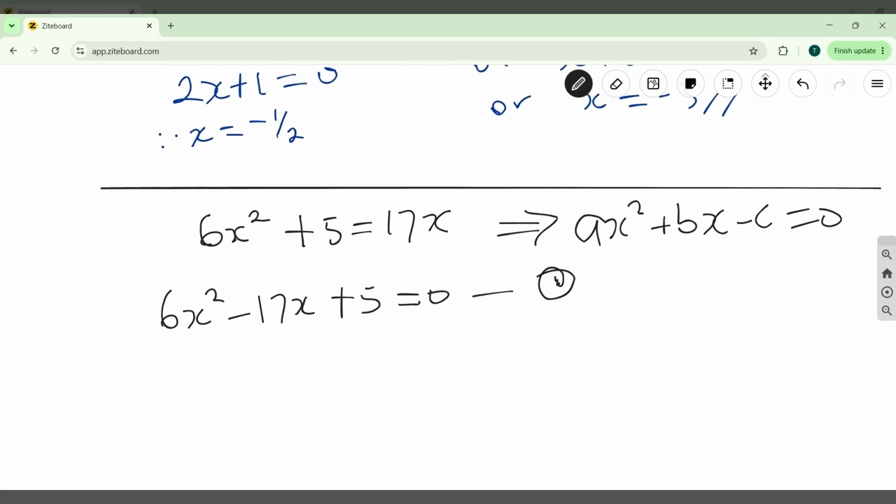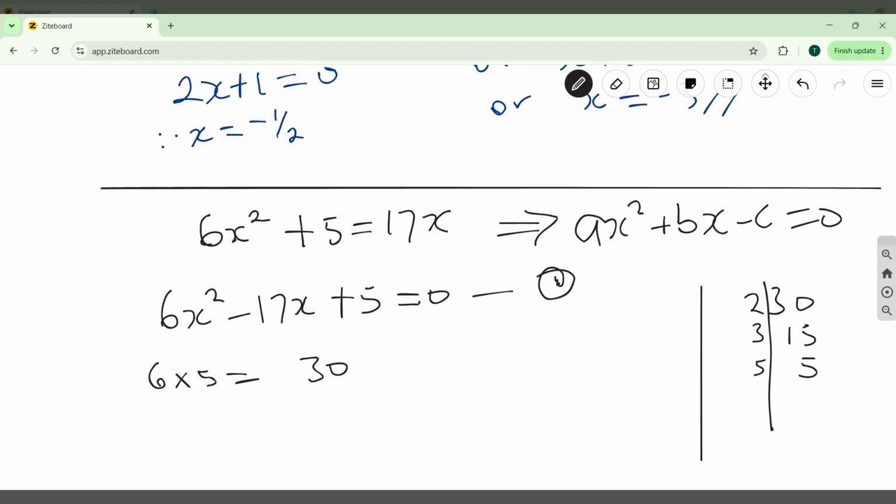Now I'm going to look for two numbers such that when I multiply, I'm going to multiply a by c. That's going to say 6 multiplied by 5 is equal to 30. Now I'm going to look for two numbers such that when I multiply them, I'm going to have 30, and then when I sum those two numbers, I'm going to have negative 17. Okay, we already did something like that with 30, but let's do it again. Let's look for 30. 2 divided by 30 is 15. 3 will go here is 5. 5 will go here is 1.